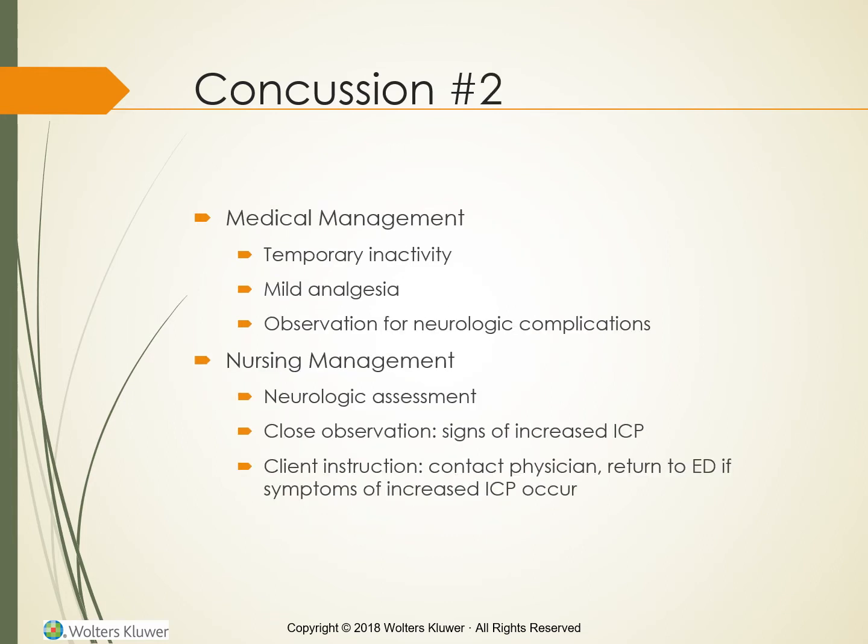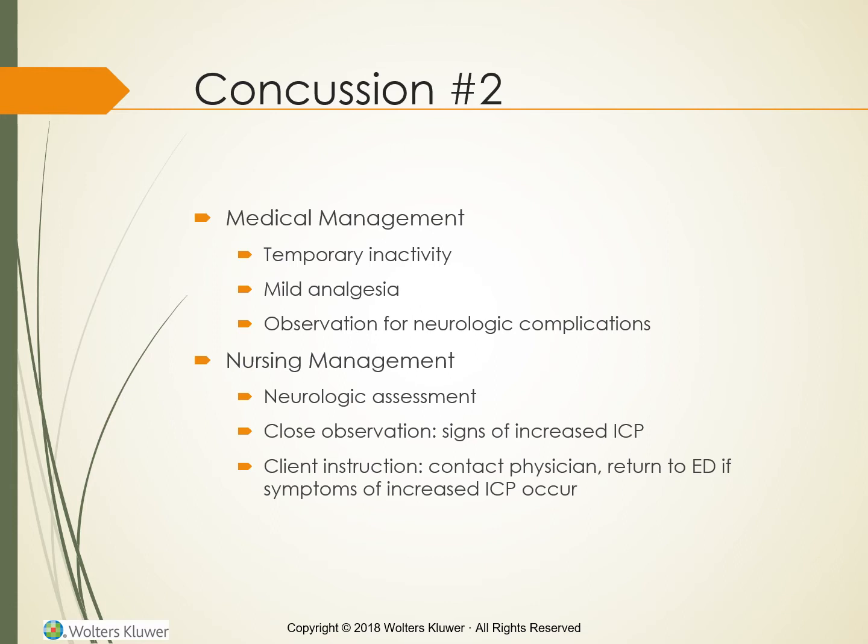So, when somebody gets a concussion, we make sure that the activity is stopped. Whatever they're doing, we want to stop that until we can determine the seriousness of their concussion. We can use mild analgesia, usually Tylenol, acetaminophen, that will relieve the headache, and they're generally observed over the course of his or her lifetime for neurologic complications.